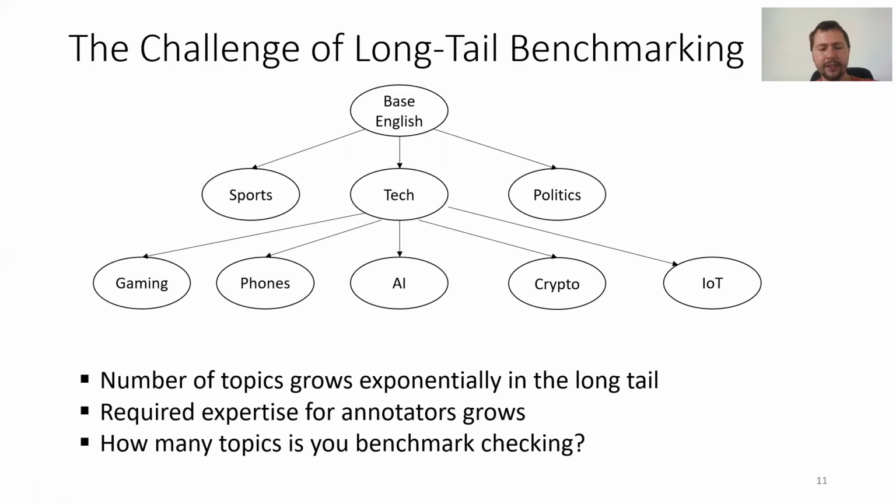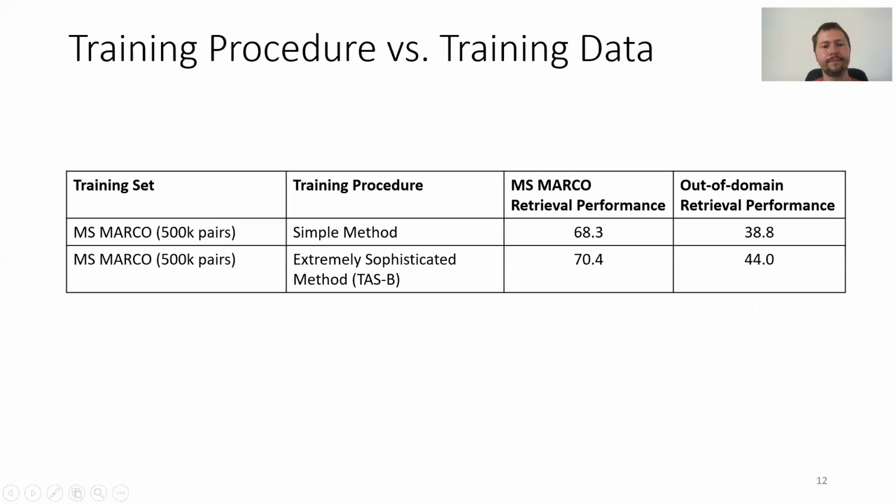So an interesting question is also how many topics your benchmark is checking. Is it just checking, I don't know, AI, for example, scientific applications from machine learning? Or is it also checking specialized topics from gaming or specialized topics from politics where you need a lot of domain expertise?